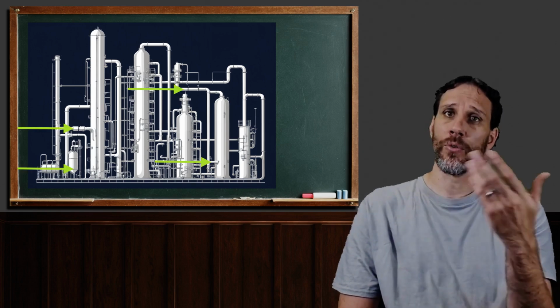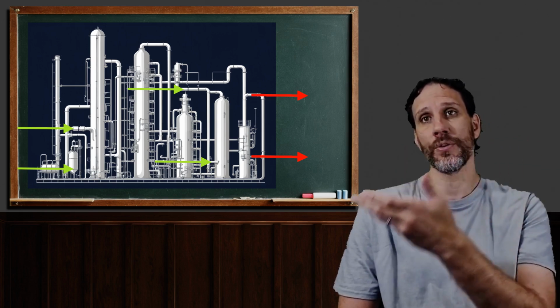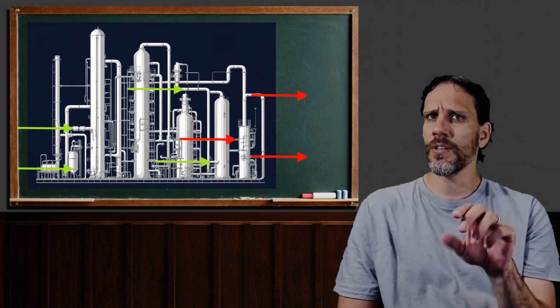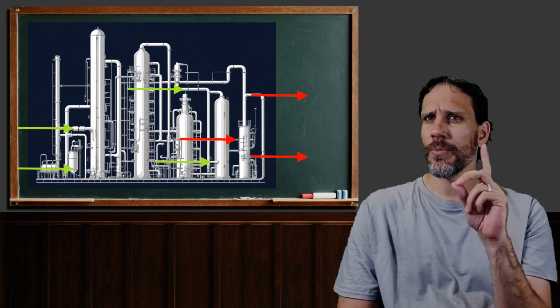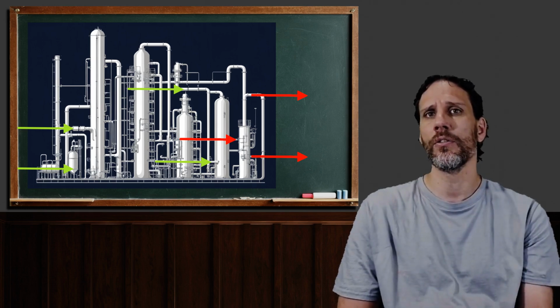So if we add up all the streams flowing in and subtract all the streams flowing out, if the answer isn't 0, we know that something is wrong and we can go look for it to find out what we forgot.